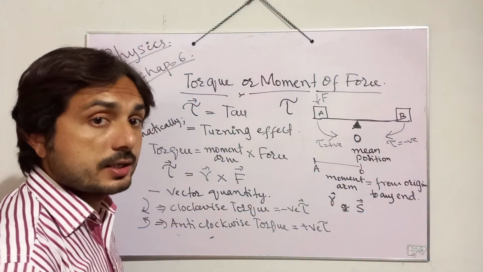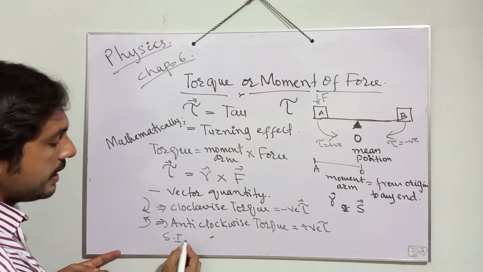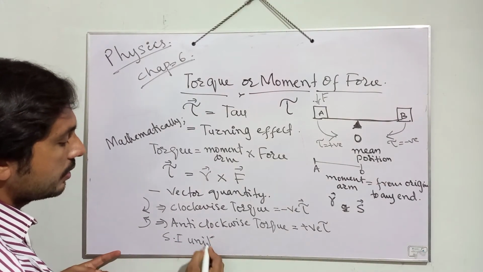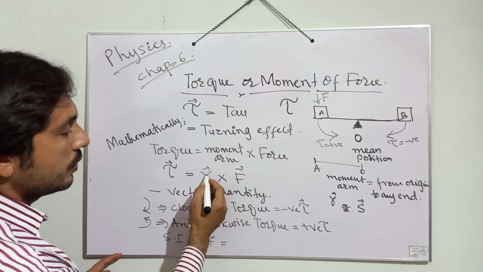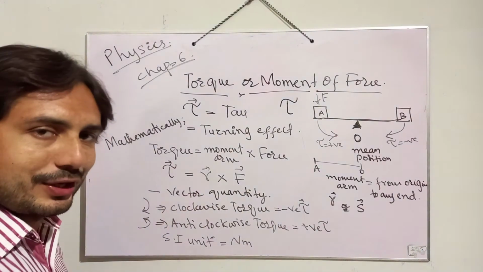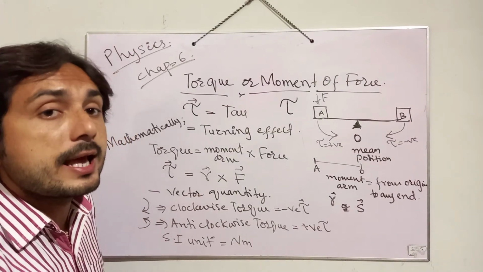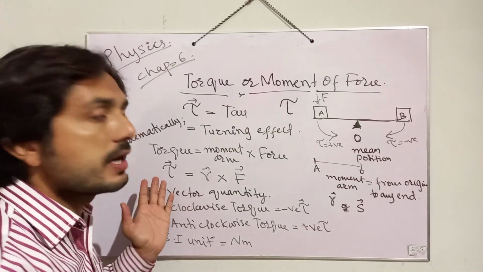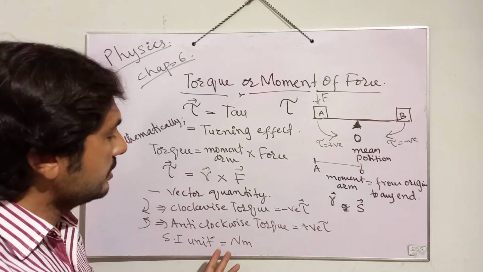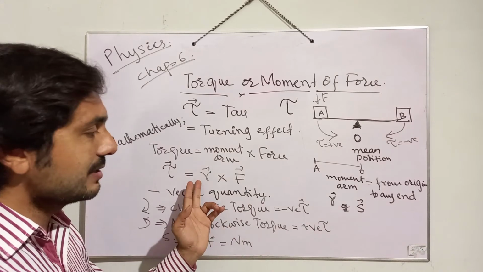But if I am pushing this in this direction, here the torque will be negative, as it is moving in the clockwise direction. The SI unit in which we measure the torque is, as you can see there, Newton meter. The fundamental SI unit of torque is Newton meter: Newton for force and meter for distance.